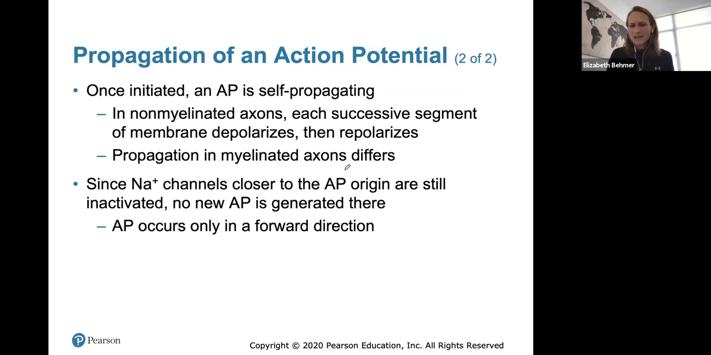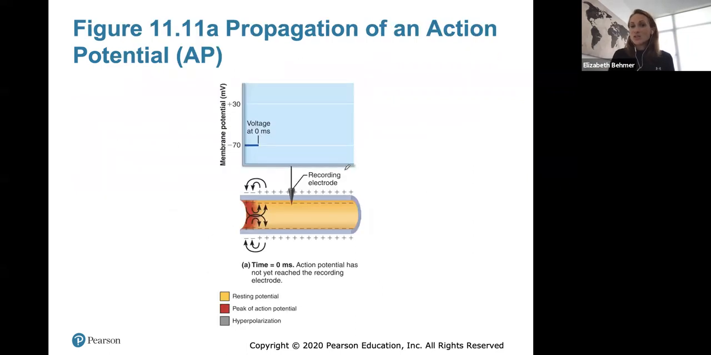Propagation in myelinated axon differs a little bit, and since sodium channels that are closer to the action potential origin are still inactivated, no new action potential is generated there. What that means is once we generate an action potential in a specific area of the axon, it only flows in one direction, because once that action potential passes on to the next part, those sodium channels remain closed for a while. So the action potential cannot go back the way it came. It only flows down one direction of the axon, which makes it extremely efficient in sending off a signal through our nervous system.